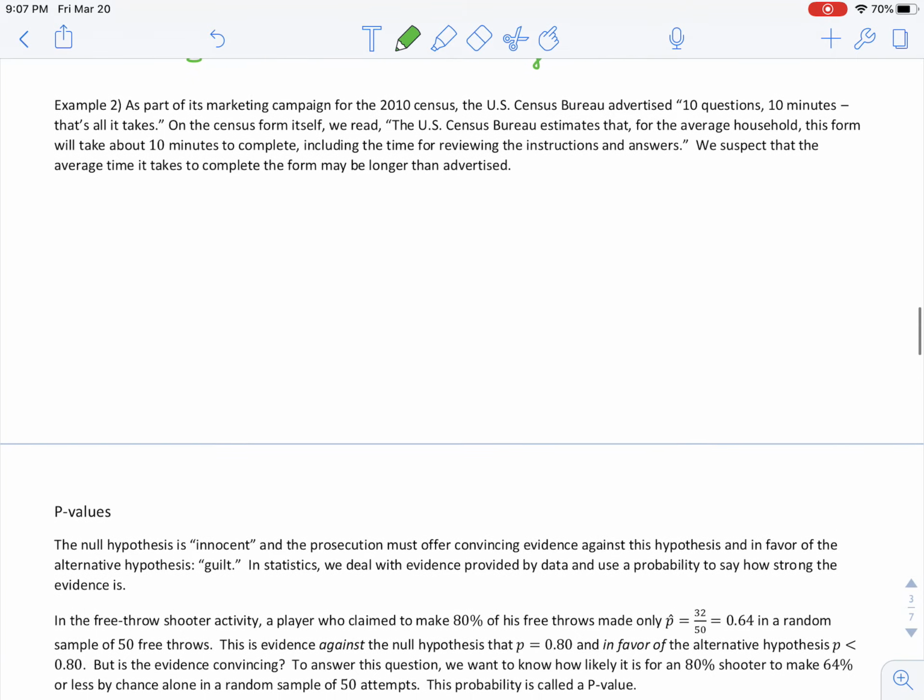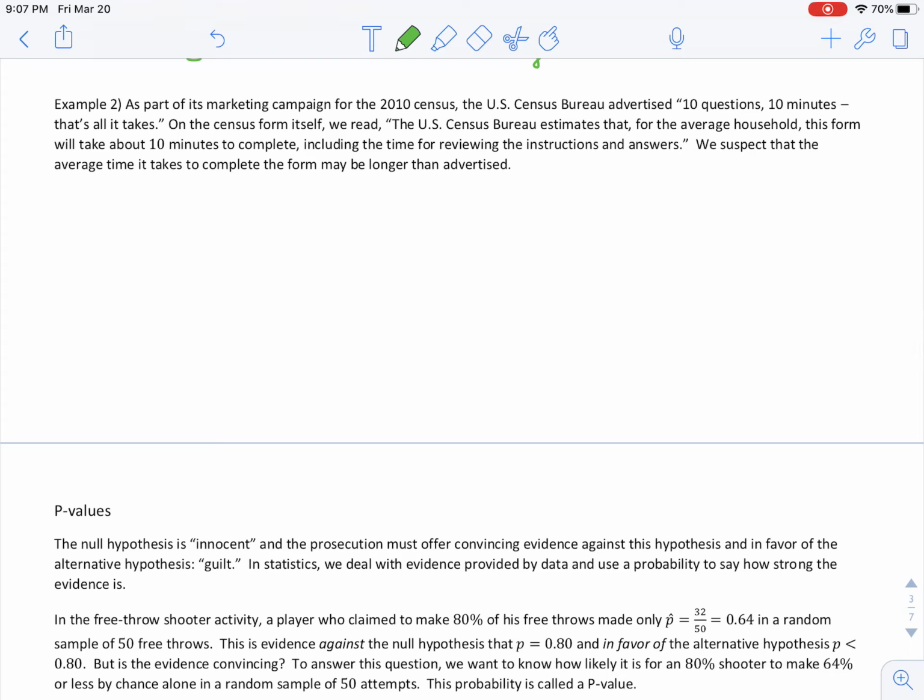So as part of its marketing campaign, the Census Bureau advertised 10 questions, 10 minutes, that's all it takes. On the census form itself, we read: the U.S. Census Bureau estimates that for the average household, this form will take about 10 minutes to complete, including the time for reviewing the instructions and answers. We suspect that the average time may be longer than what is advertised.